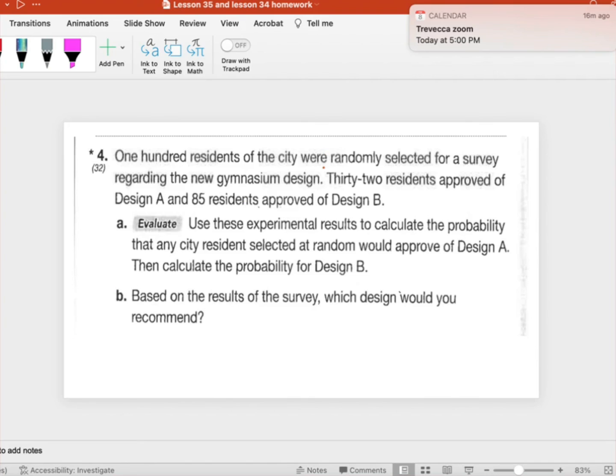Okay, so basically 32 approved of A and 85 approved of B out of 100 residents of the city. Now it says they were randomly selected. Now, some of them approved of both, didn't they? Because 32 approved of A, and 32 plus 85 is more than 100 residents.